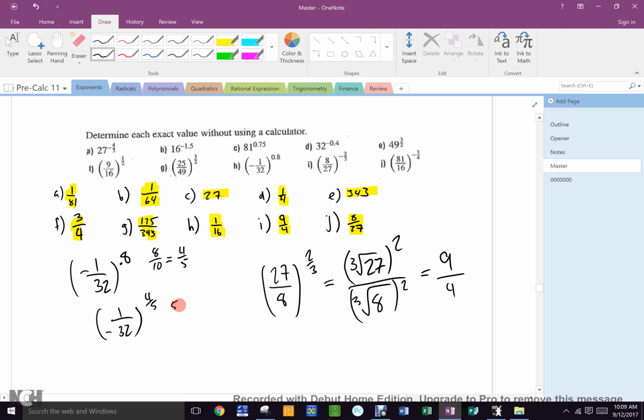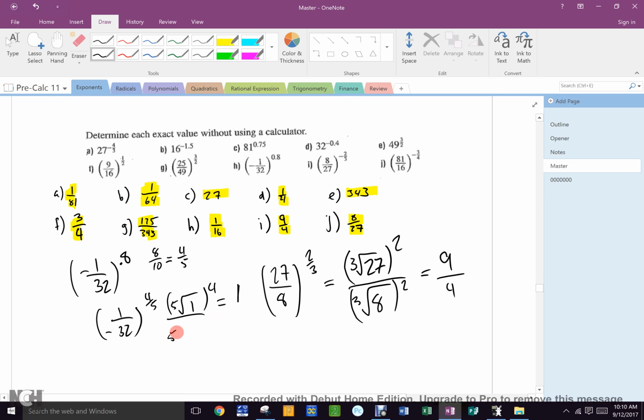The 5th root of 1 to the 4th power. What's the 5th root of 1? 1, because 1 times 1 times 1 times 1 times 1 is still 1, right? And then what's that to the 4th power? 1 again. So 1 is our numerator, right?